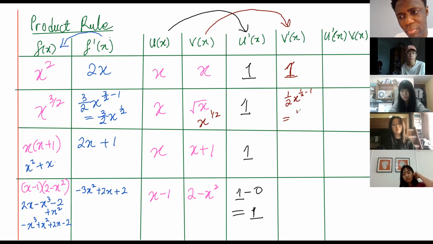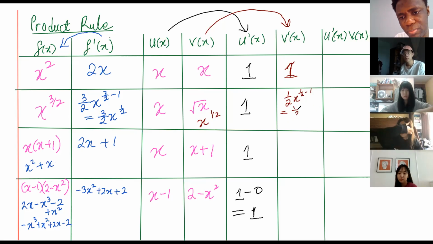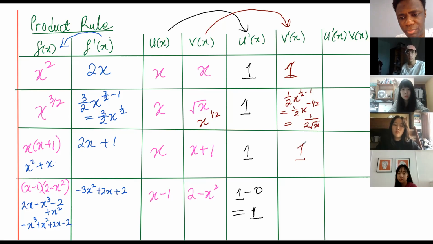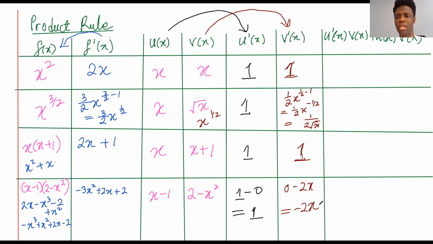Finally, yes, which I can rewrite as maybe 1 over 2 root something if I wish. I don't have to. The next is 1. This is 0 minus 2x, which is negative 2x. Is that clear?